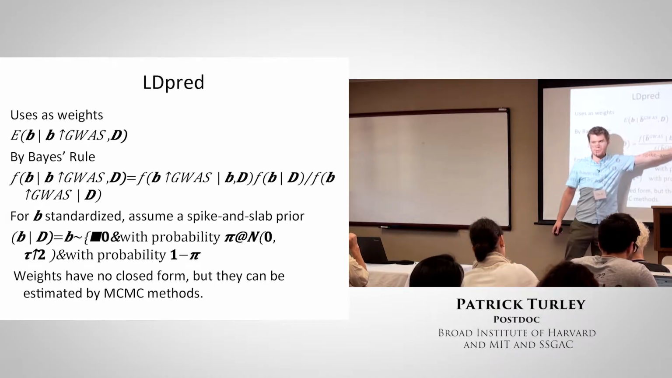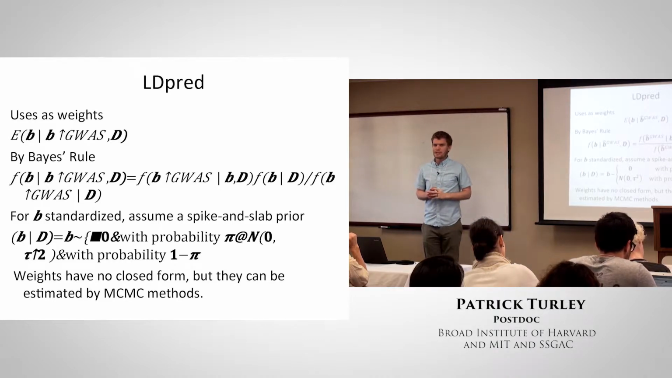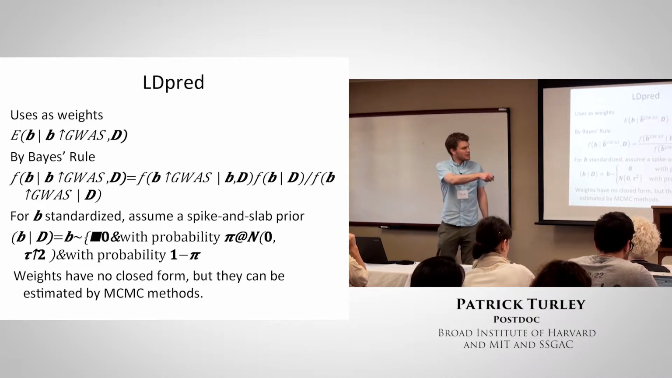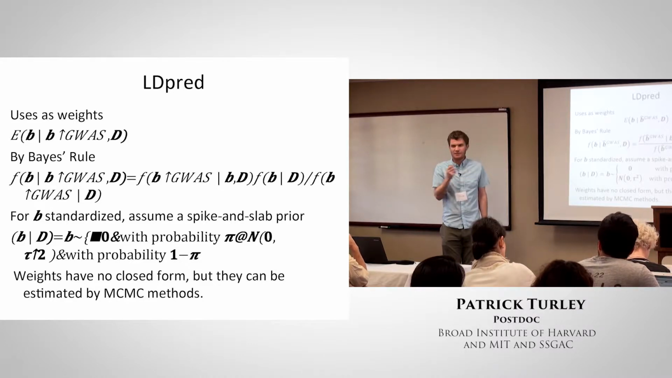This term here is the prior, and we don't really know what that is. We're just going to have to make a choice about that. LD-Pred chooses to do a spike and slab distribution, which I'll explain in a second. This denominator term, though, is kind of tricky. As a result, we're not going to be able to get a closed form for it, so we're going to have to find alternate ways to get it. But let's talk about the prior next.